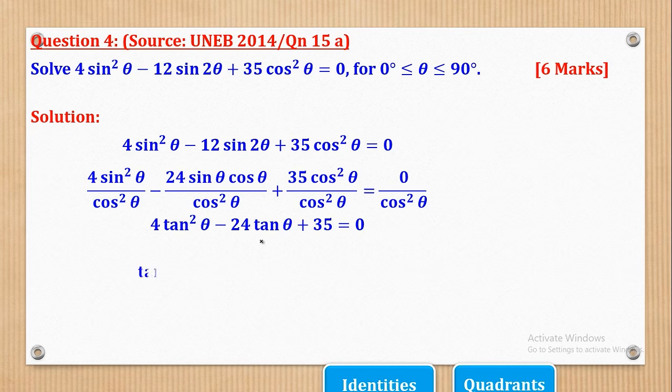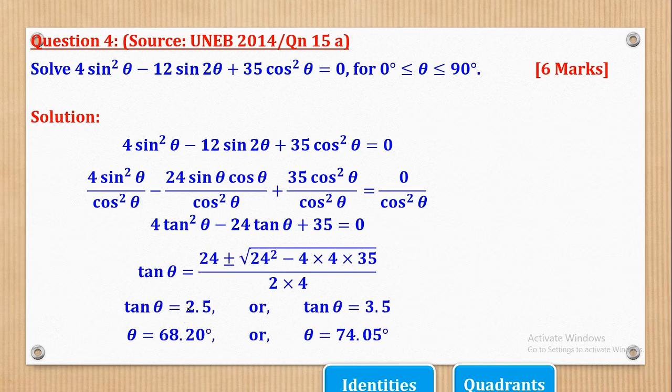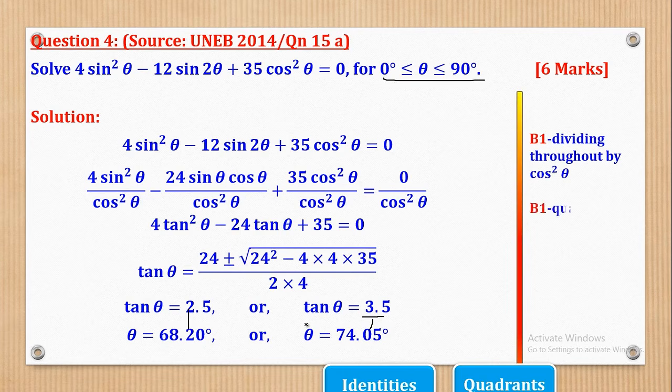So now I've got a quadratic in terms of tan theta, so I can use the formula and come up with the values of tan theta. So when tan theta is equal to 2.5, theta will be that, bearing in mind the interval. Then when tan theta is equal to 3.5, theta is that. So basically that's what they wanted. Now let's see how much can be awarded.